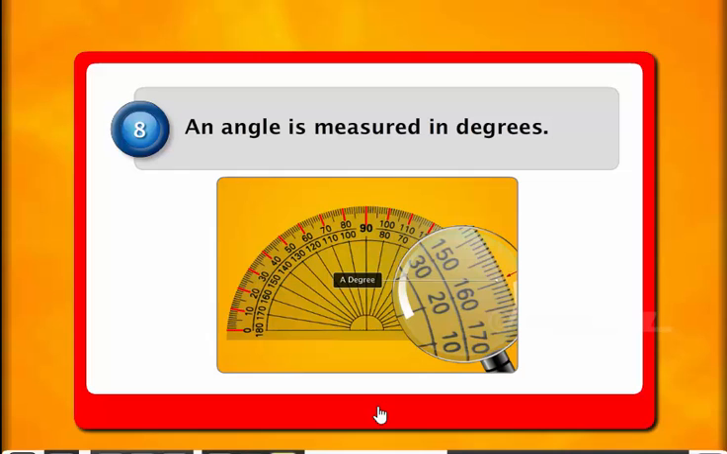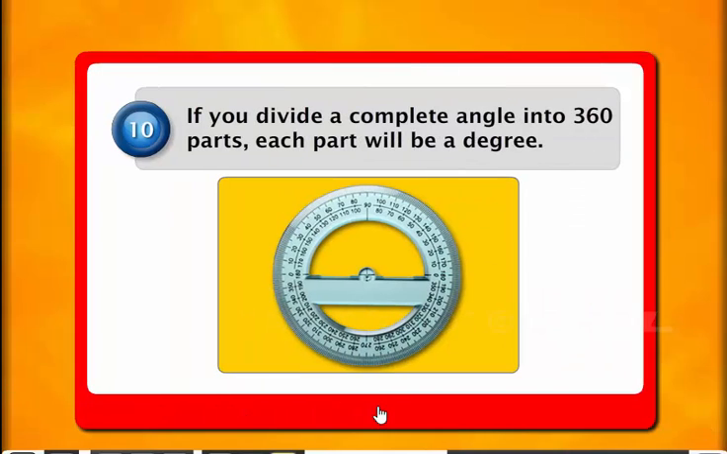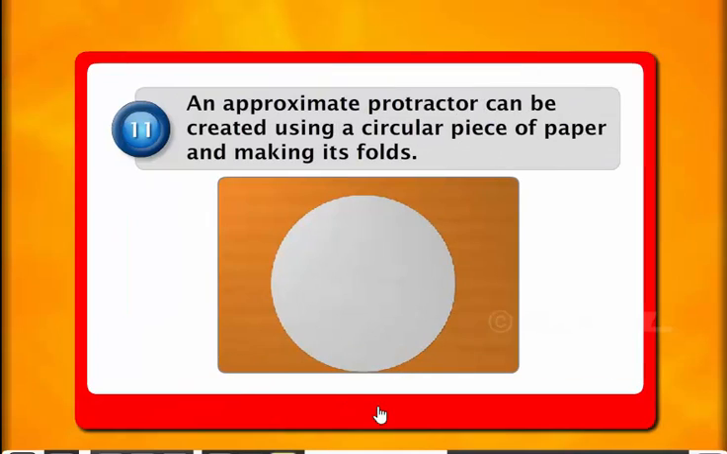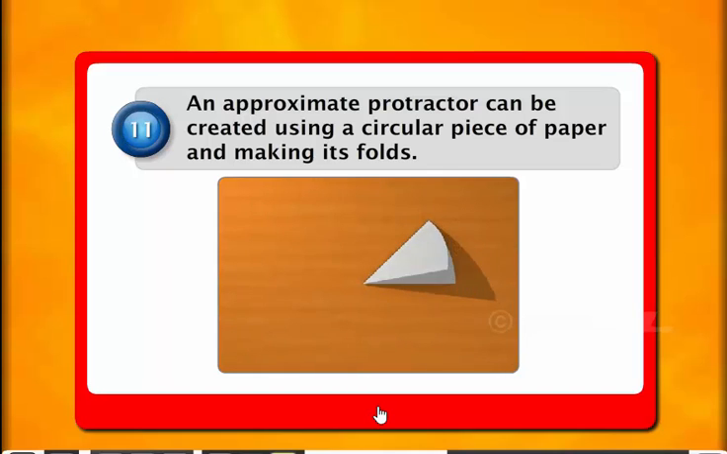An angle is measured in degrees. One complete revolution is 360 degrees. If you divide a complete angle into 360 parts, each part will be a degree. An approximate protractor can be created using a circular piece of paper and making its folds.